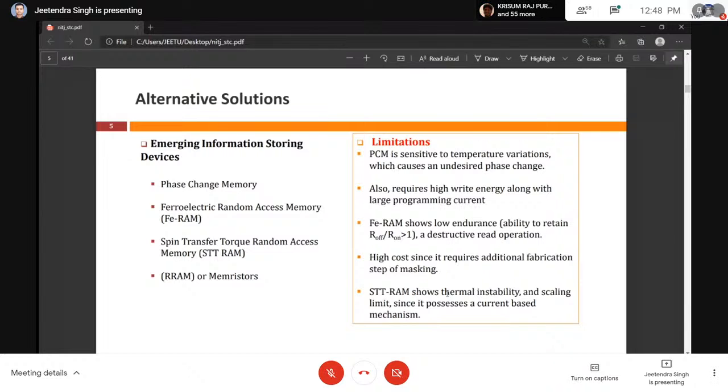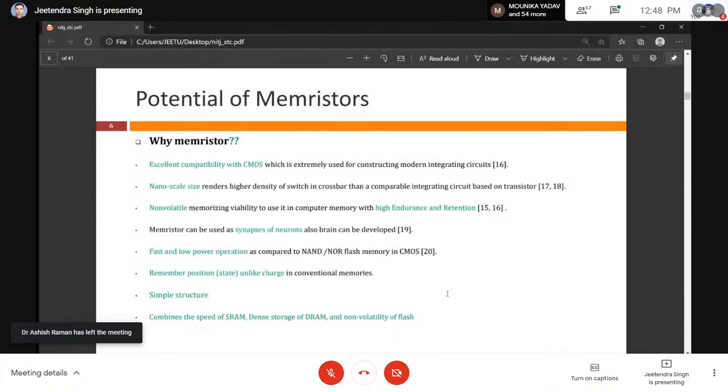So why should we use memristor? Basically, there are various virtues of this memristor, which show the potential applications in many areas. First of all, it has excellent compatibility with the CMOS.